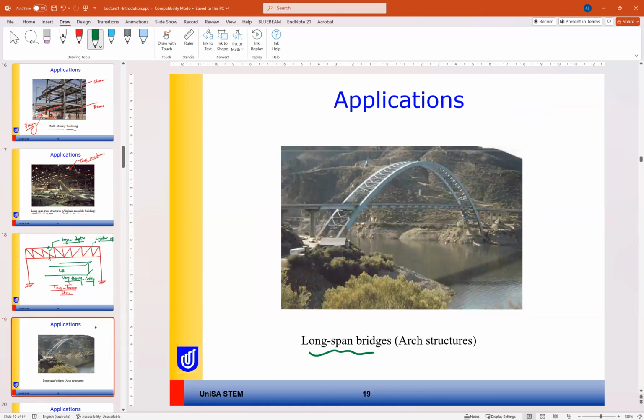Another application is long span bridge, like this one here, arch structure. So as you know, we can also benefit from the arch shape. And if the span is too big, you can make an arch, a structural steel arch.